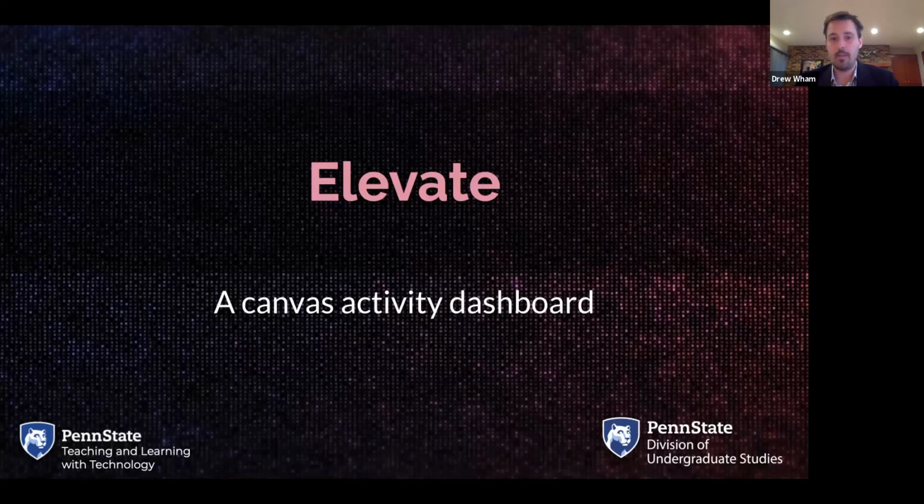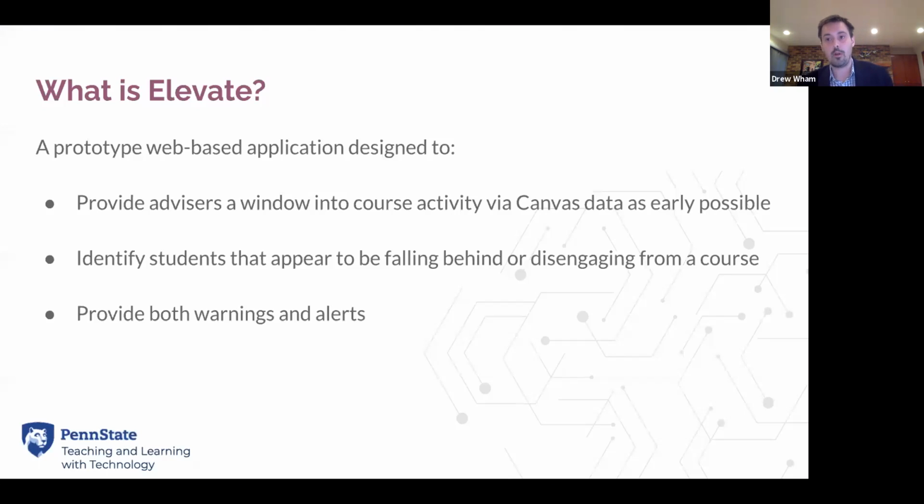Of course, Penn State has both early reporting to advisors from faculty directly, but as the institution transitioned from largely in-person to largely online in March, having a window for advisors into Canvas activity, for the ability to understand whether students are engaging in that course activity in Canvas in a positive way, became more and more important. So this is how we began working on Elevate.